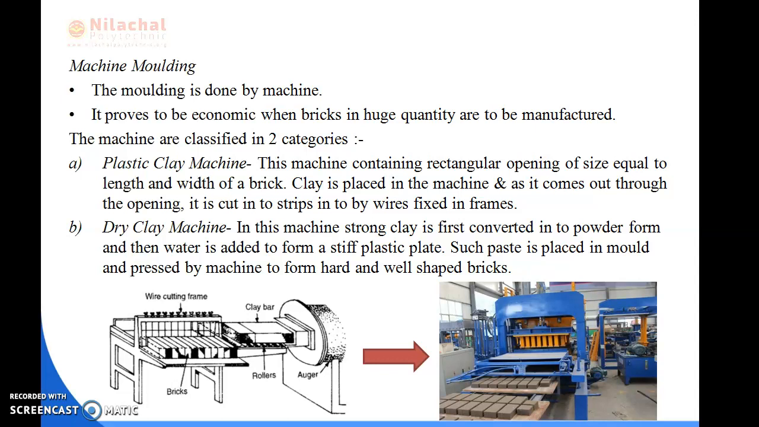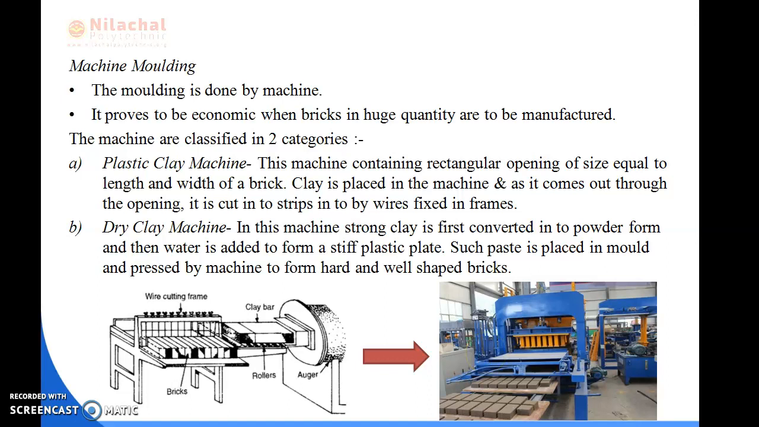In the plastic clay machine, the machine has a rectangular opening of size equal to the length and width of a brick. The clay is placed in the machine, and as it comes out through the opening it is cut into strips by wires fixed in frames. Here is the diagram of the machine. And next is the dry clay machine.